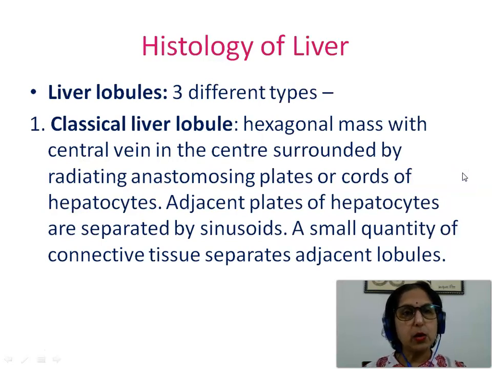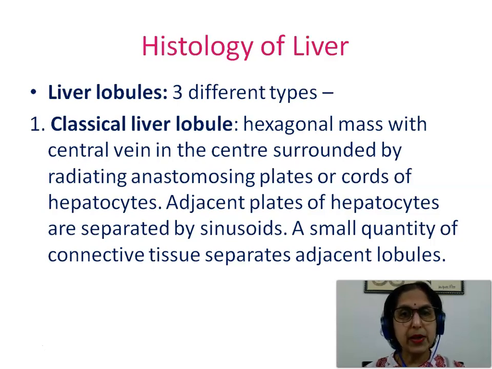Next, we go on to study the liver lobules. There are three different types of lobules which have been described. First, we see the classical liver lobule. This is a hexagonal mass with central vein in the center surrounded by radiating anastomosing plates or cords of hepatocytes.